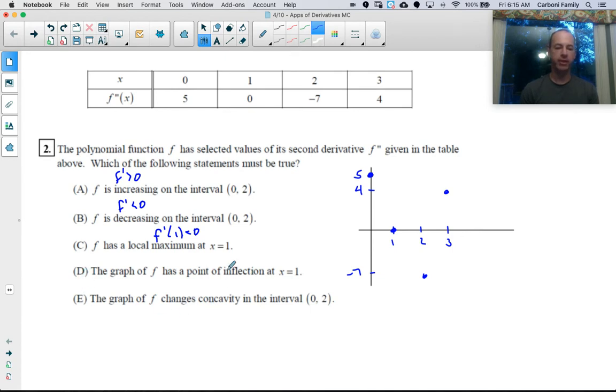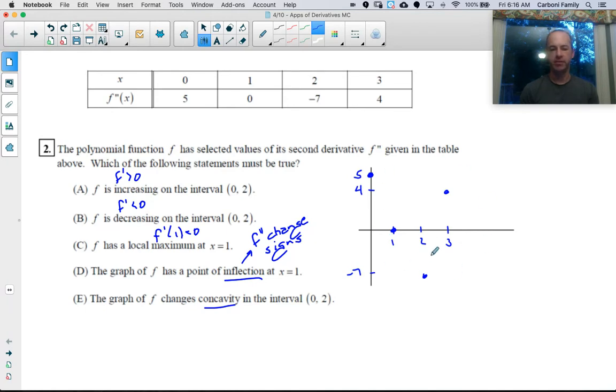D and E are both dealing with inflection and concavity, which are both second derivative questions. An inflection point, your first thought should be that f prime must change signs. And with that in mind, D is a very tempting option, because at 0, f double prime, I said f prime, this should be f double prime. F double prime is positive. At 2, f double prime is negative. However, we are not 100% certain that the change occurs at 1.